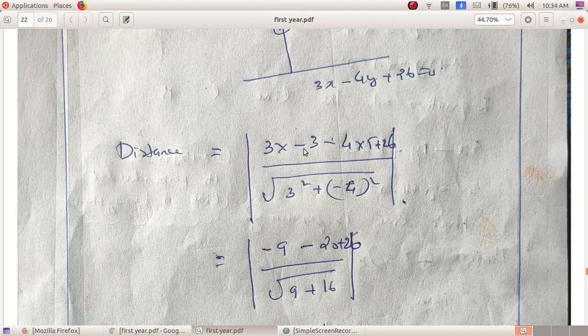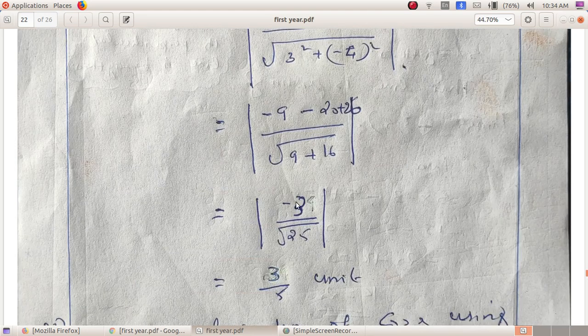So the answer is modulus of minus 9 minus 20 plus 26 divided by root of 9 plus 16, and hence the answer will be modulus of minus 3 divided by root of 25. That is 3 by 5 unit.